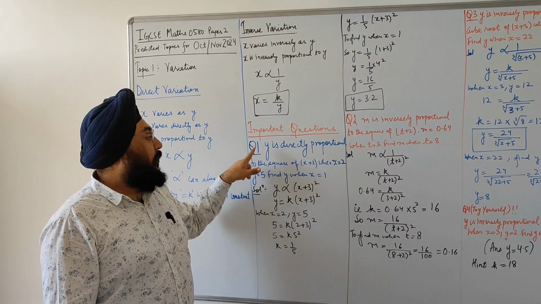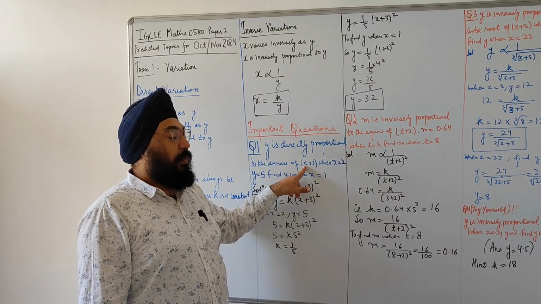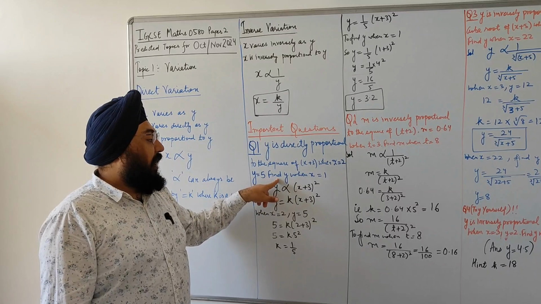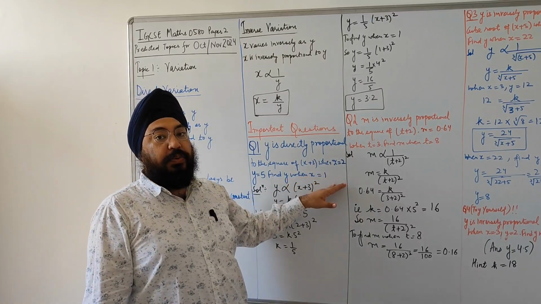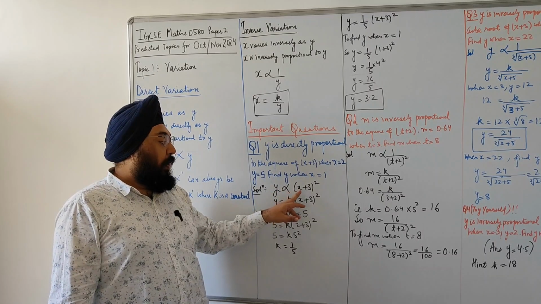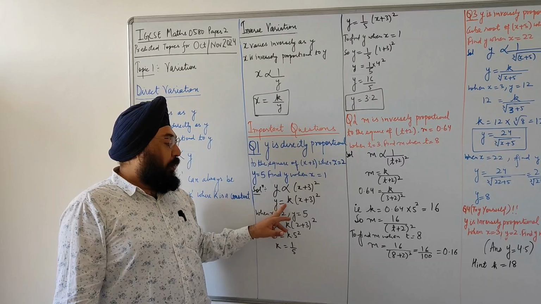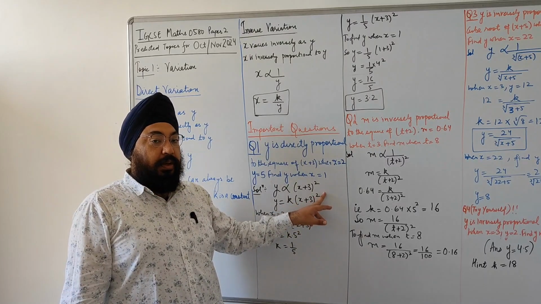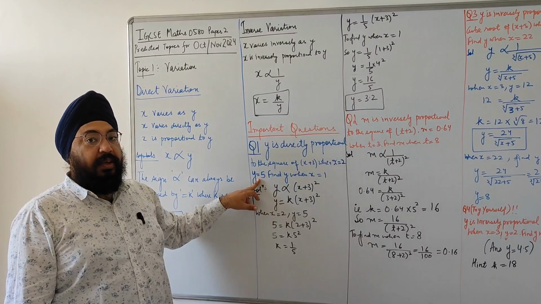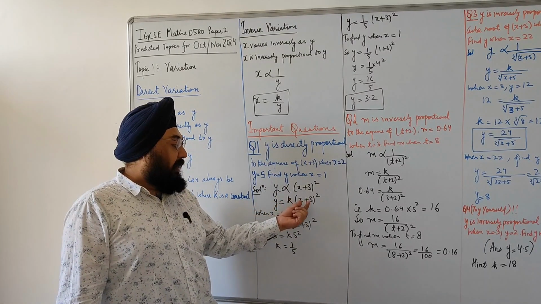Question number 1. Y is directly proportional to square of x plus 3. When x is equal to 2, y is equal to 5. Find y when x is equal to 1. We need to write y is proportional to (x plus 3) whole square. It can be written as y is equal to k(x plus 3) whole square. Now we have given that x is equal to 2, y is equal to 5. We will be substituting value of y as 5 and x as 2.